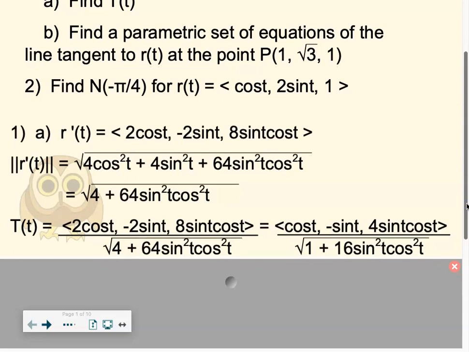Part B says find a parametric set of equations of the line tangent to r of t at the point P, which is 1, root 3, 1. So what two things do we need for an equation of a line? A point and a slope. A point, and normally we say point and slope, so now we say point and a direction vector.